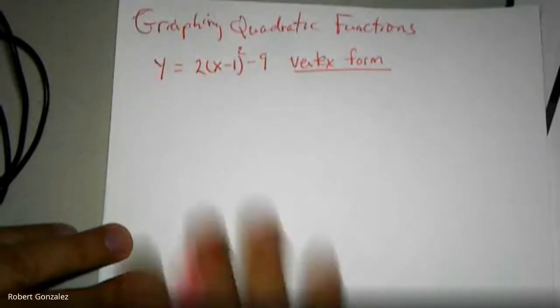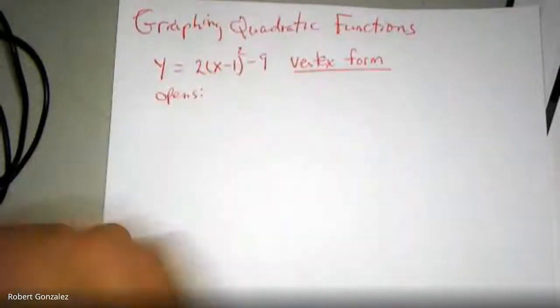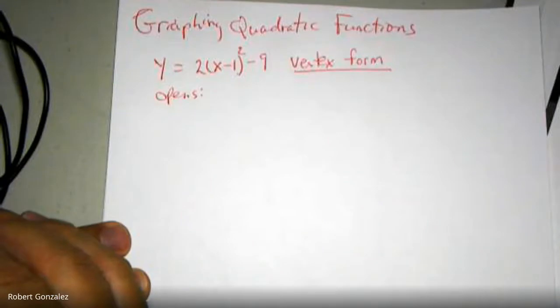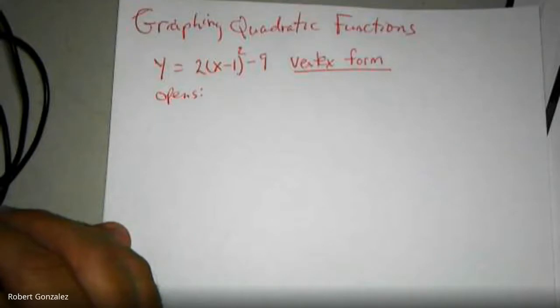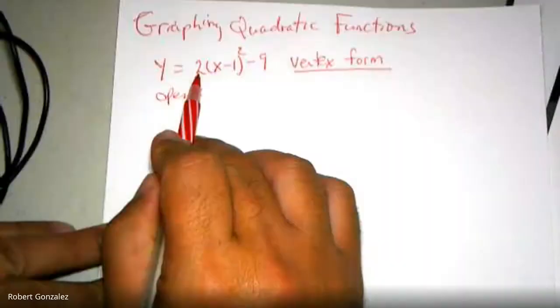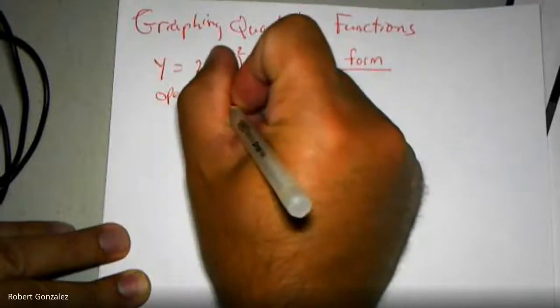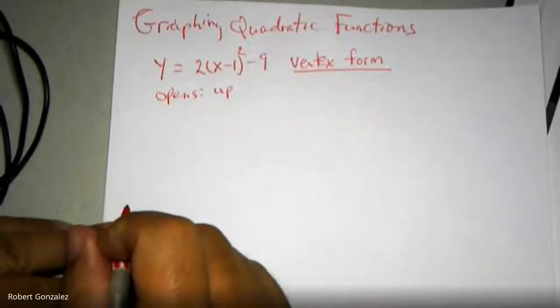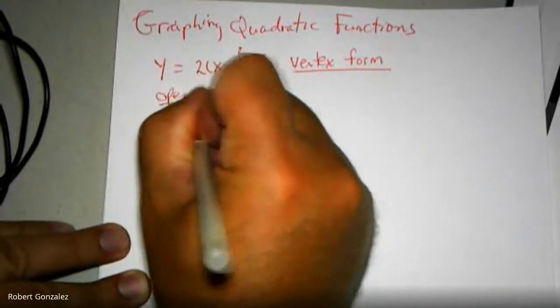So the first thing I want to talk about is which direction does it open? And when I say opens, it either opens up or down. Does anyone remember? Raise your hand if you remember. You don't have to say it. Do you remember how to tell? Okay, there's a couple of them. So if this number is positive right here, it opens upwards. If this number is negative right here, it opens downwards. So I'm going to put opens up.